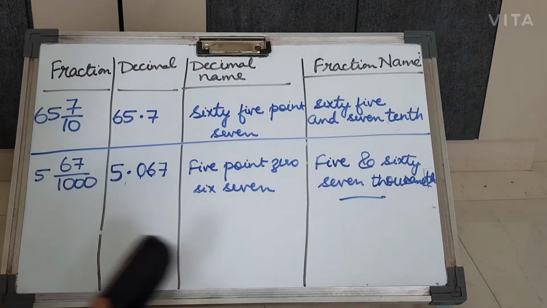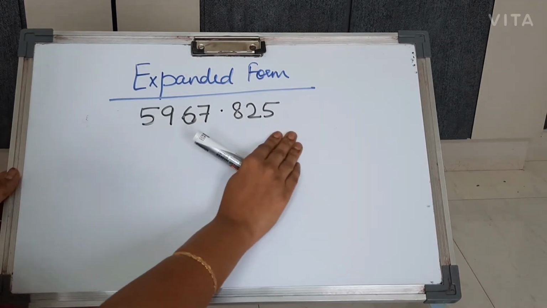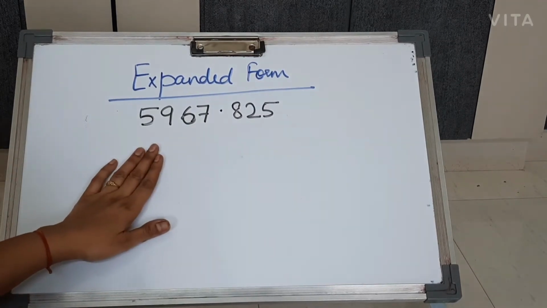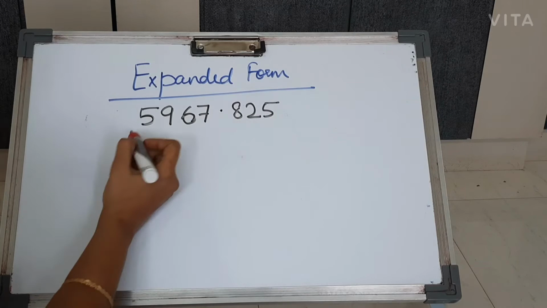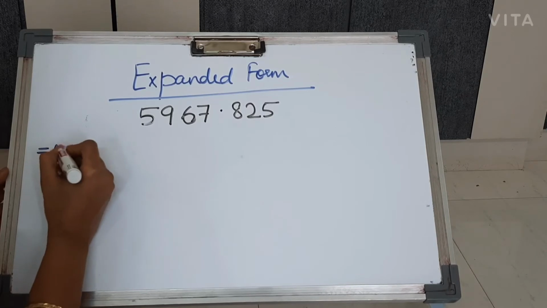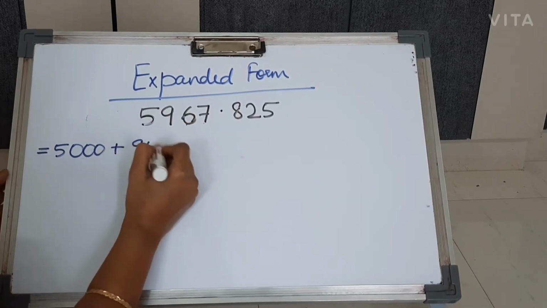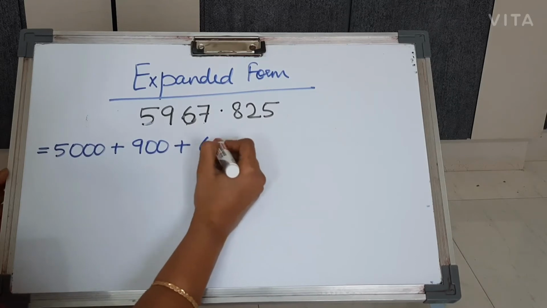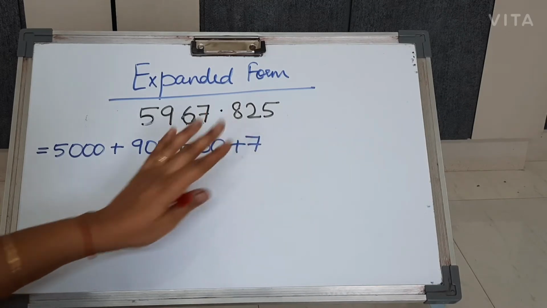So coming towards the next step of the concept. Now the next concept here is expanded form. If we have to expand this number, how are we going to do it? Before the decimal, as I told you, it is the same as we used to do. So this is 5,000, then 900 plus 60 plus 7. Up till now it is the same as we have been doing.